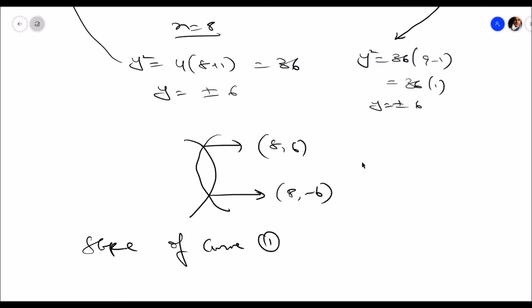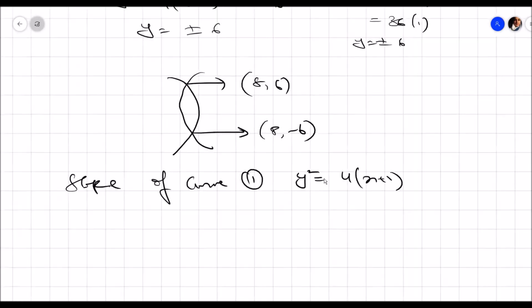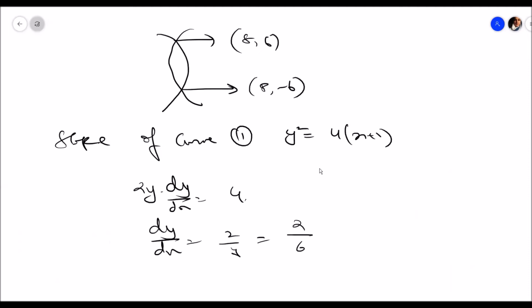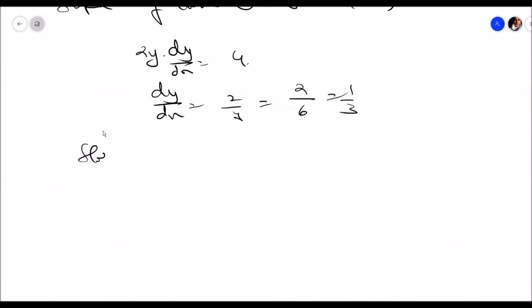How do you find out the slope of curve 1? The equation is y square is equal to 4 into x plus 1. So for that, I need to find out the derivative, which is 2y dy by dx is equal to 4. 4x derivative is 4, 4's derivative is 0. So dy by dx is 2 by y, which is nothing but 2 by 6, which is of course equal to 1 by 3. Okay? Slope of curve 2.